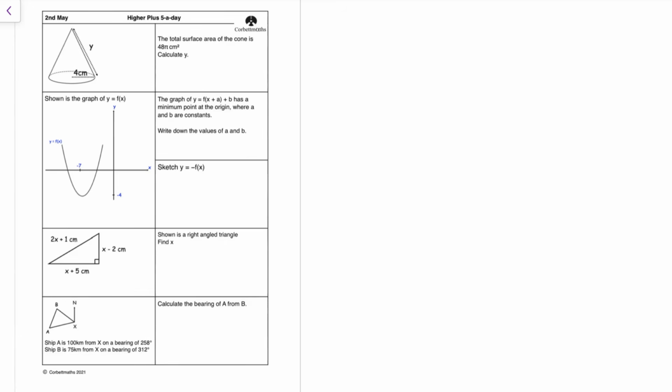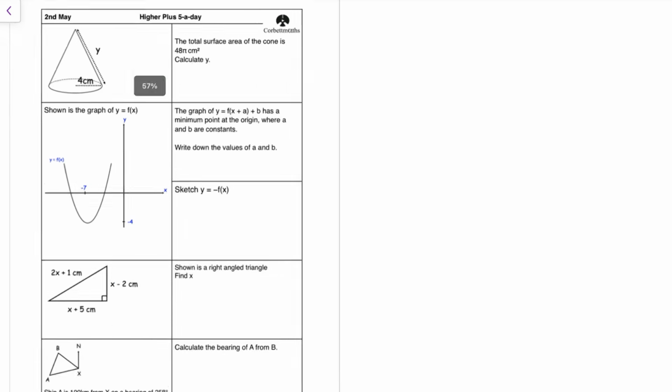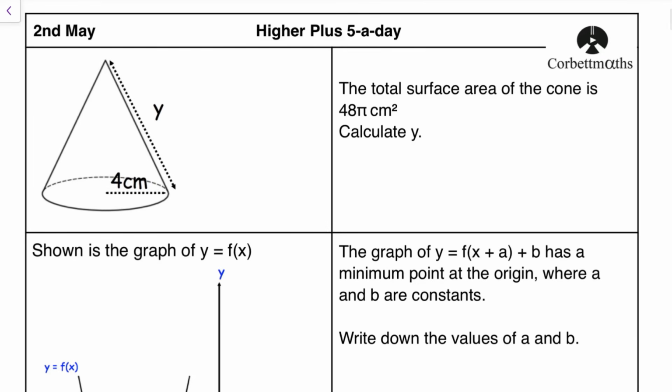And welcome back. It is the second of the month, higher plus 5 a day, and let's just jump straight in. Right, we have a cone, and then it says the total surface area of the cone is 48 pi.